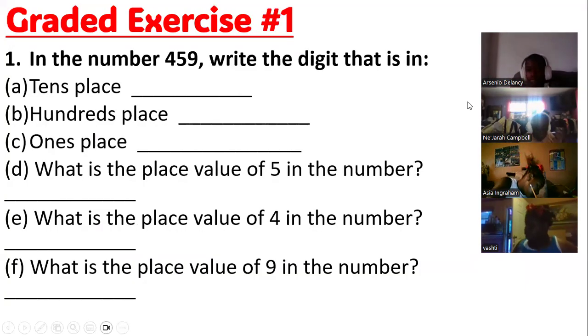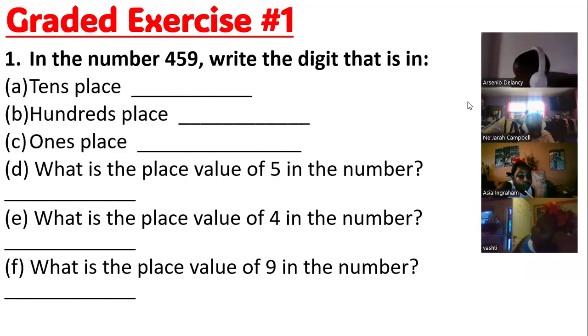So there are 1, 2, 3, 4, 5, 6 parts of this question. In the number 4, 5, 9, write the digit that is in the tens place, hundreds place, ones place. What is the place value of 5 in this number? What is the place value of 4 in this number? What is the place value of 9 in this number? All right, you could write the number or you could write the words.